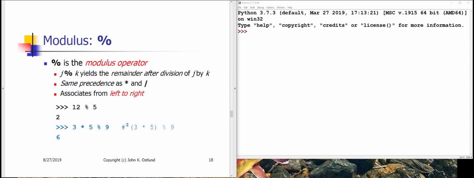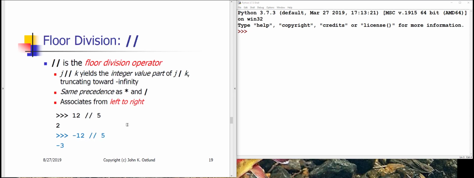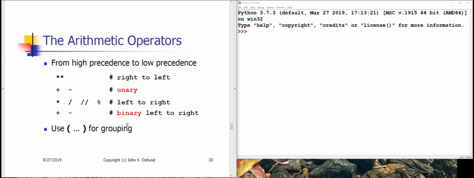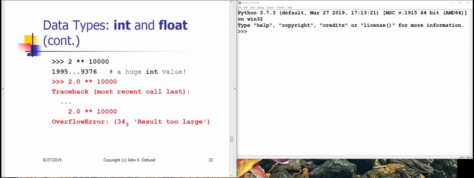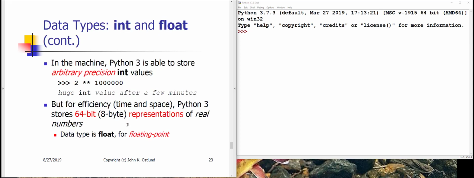And we looked at modulus for computing remainder after division, and floor division for computing the quotient of division. So here on slide 20 is the complete table of these arithmetic operators ranked from high precedence to low precedence. And then finally we introduced the int and float data types. The int data type is arbitrary precision. You can have enormous integers, both positive and negative. The float data type, on the other hand, is more restrictive and has to fit within a 64-bit representation. Okay, so that's the key things from the first lecture.